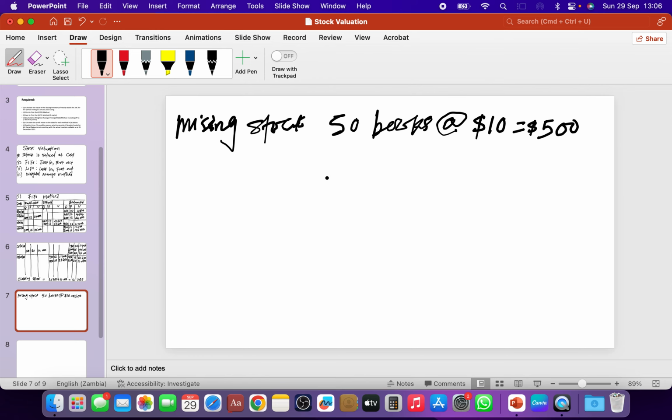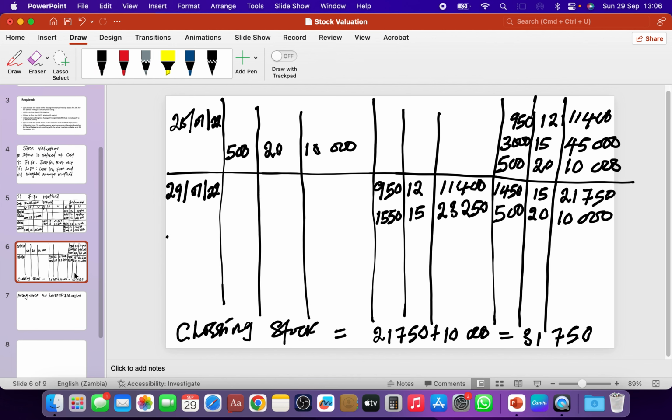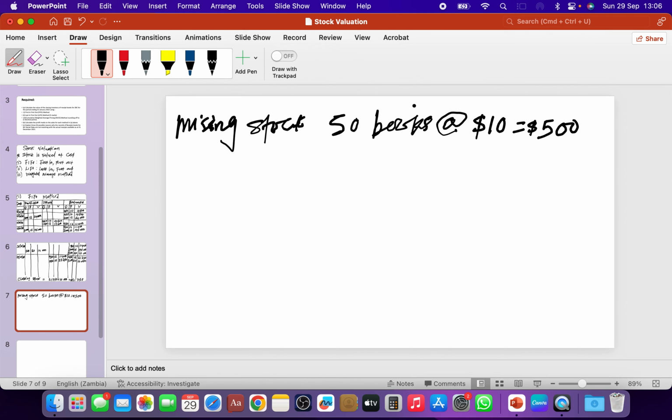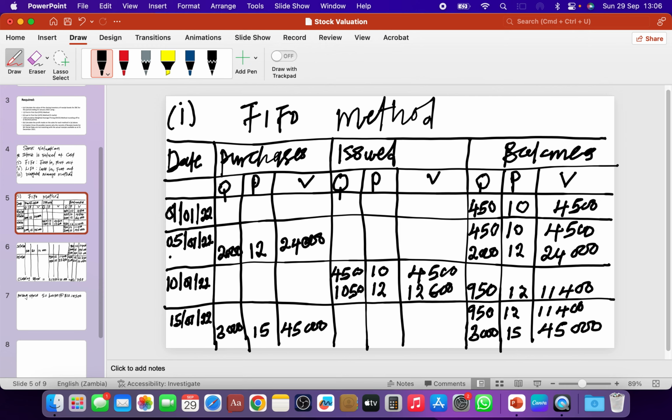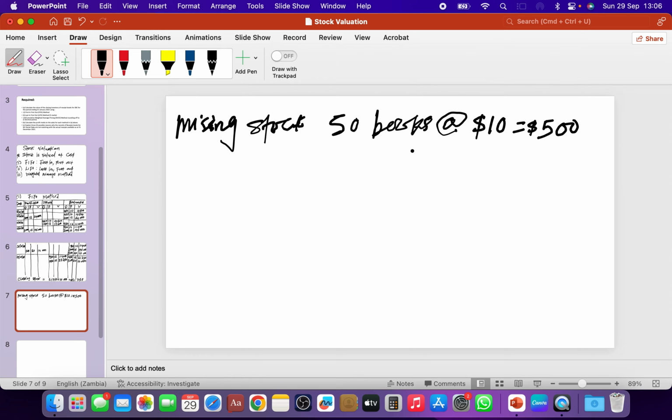Okay. So in order for us to have this value here of 31,750, to mean therefore that the loss has been taken care of, from the beginning of valuing stock using FIFO, we use a quantity of 450 instead of 500, and for that, we've taken note of the missing stock of 50 receipt books.